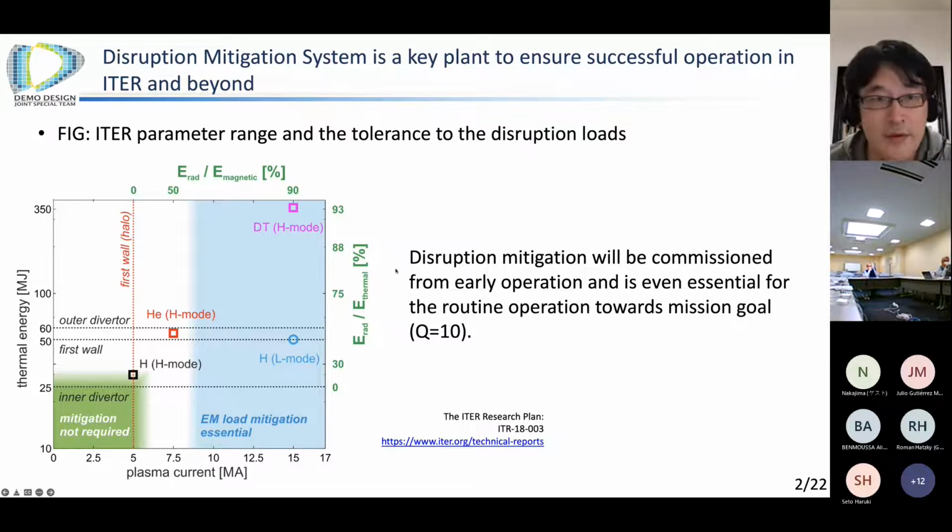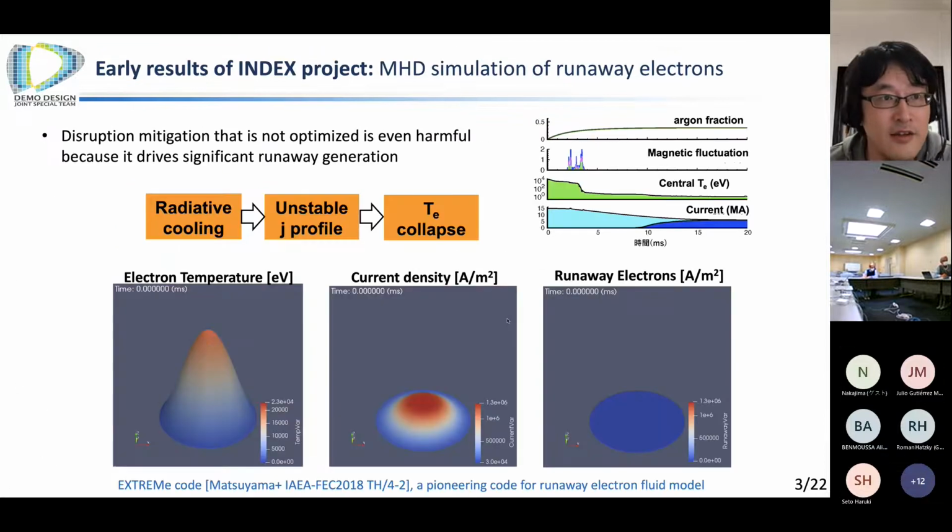So to have a reliable mitigation in this final target, the disruption mitigation system has to be commissioned from early operation. And this commissioning is even essential for routine operation towards the achievement of the mission goal of ITER. So this research is very important towards ITER. Let me introduce a bit about the early results of our INDEX project.